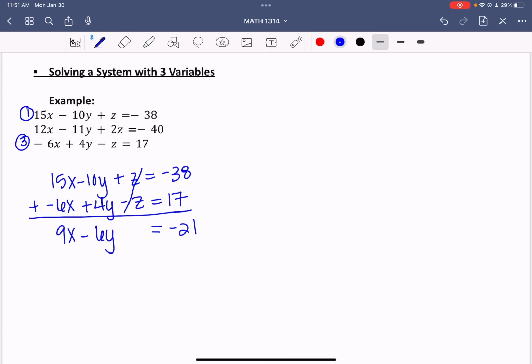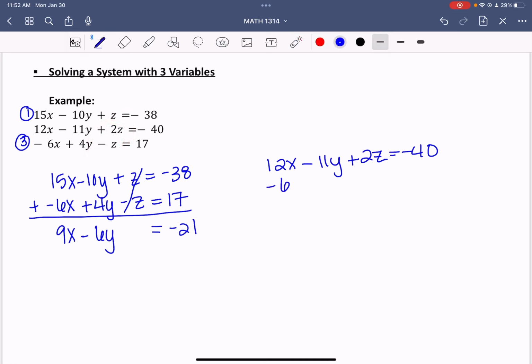So let's do something with that second equation, 12x minus 11y plus 2z equal to negative 40. Relate it to the first or third. Maybe we could create some x and y situation. This z is kind of causing me some trouble here. So I'm going to use the fact of z being 2 and the negative 1, and let's see if we can use elimination to cancel out that z.